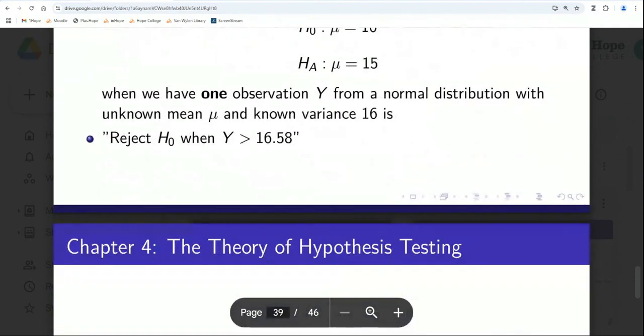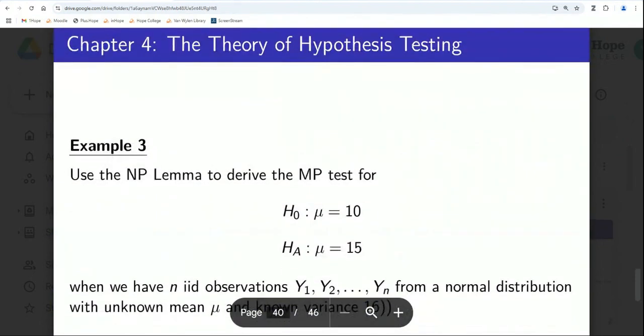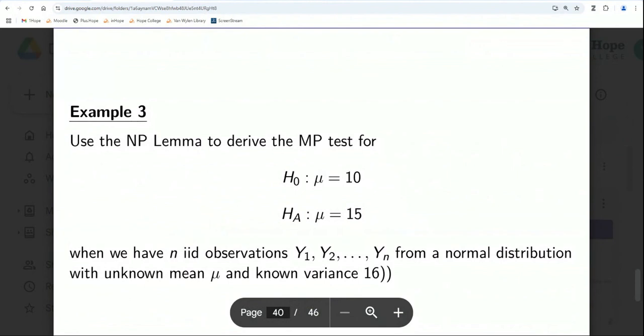So now we will look at another example. Use the Neyman-Pearson lemma to derive the test for the same null and alternative. The whole point is we are still interested in testing simple versus simple, 10 versus 15. But now look at the twist. I now have n observations that are independent, all from the same distribution. The mean is still unknown, the variance is still 16, so I want to be able to compare. This test should have superior power to the other test.